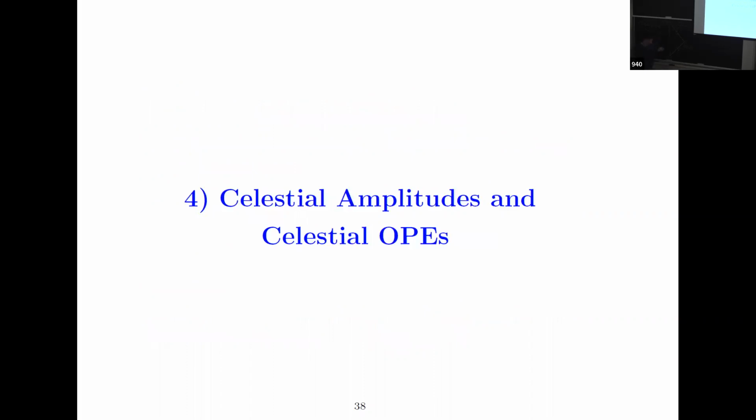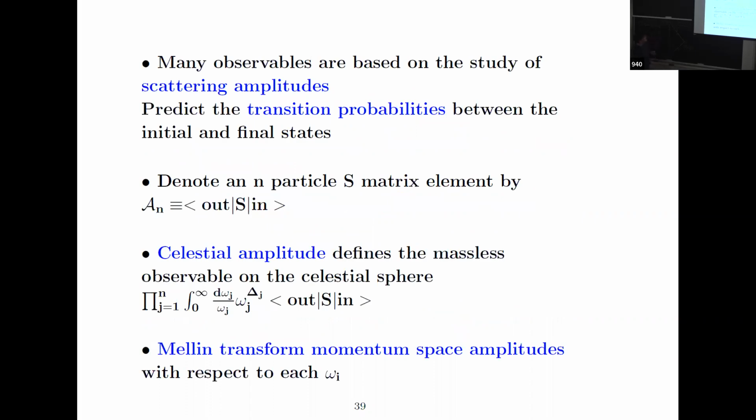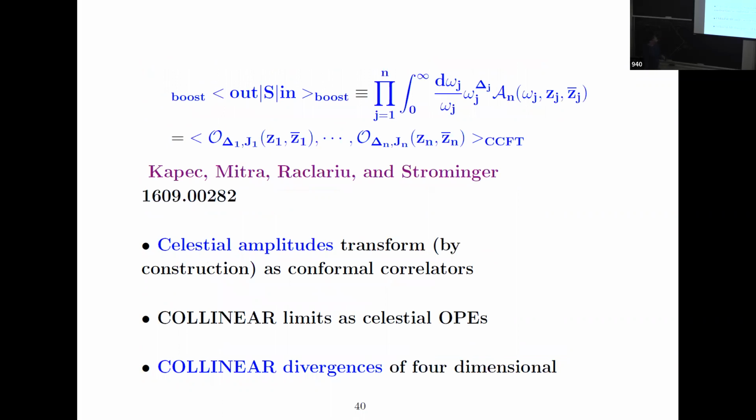Okay, so let me continue to the next part. Slasher amplitude and slasher operator. We are interested in this scattering amplitude, and we introduce some A_n as an S-matrix. And as I mentioned before, we have the Mellin transform by inserting this kind of vectors in here for each omega i. Then the claim is that those slasher amplitudes can be written in terms of these two-dimensional correlators in here.